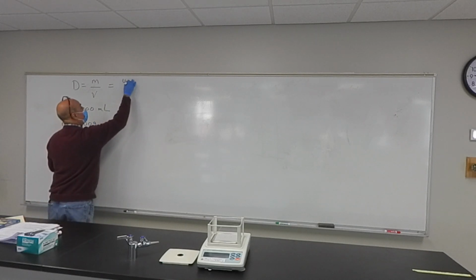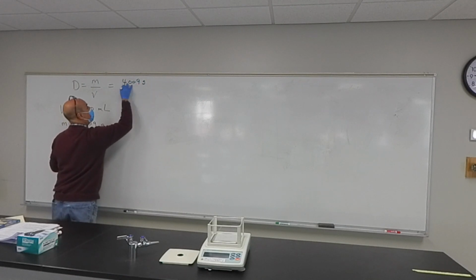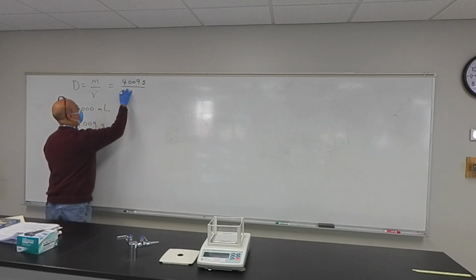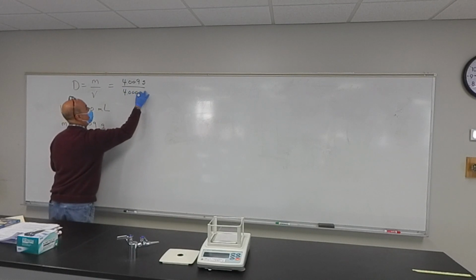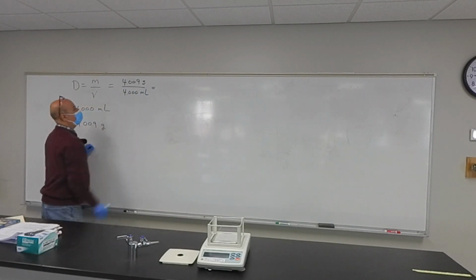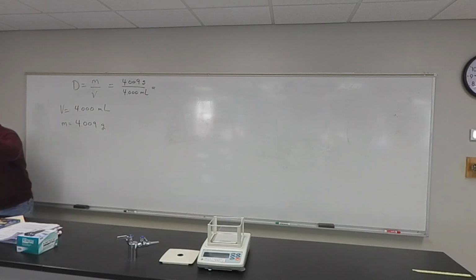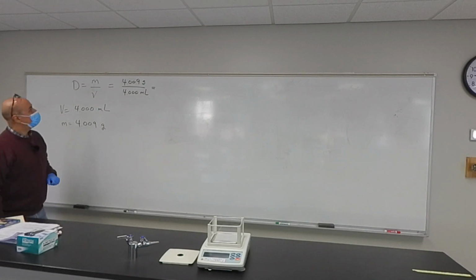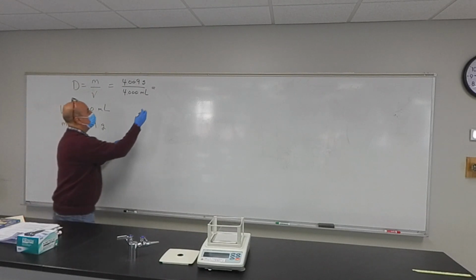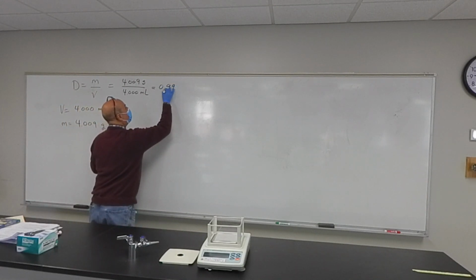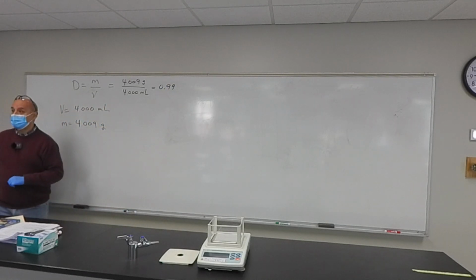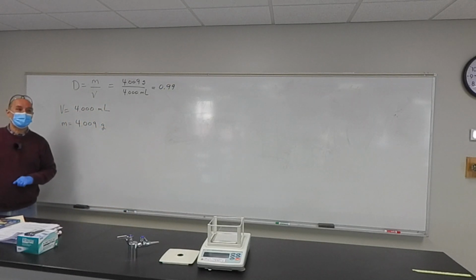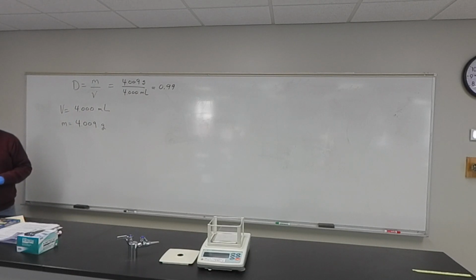Mass goes on top, 4.009 grams. Volume on the bottom, 4.000 milliliters. And what do you get? 4 significant digits. That's the hard part of this one. 0.99. So that has only 2 significant digits. Is that what your calculator is giving you? No more digits? I'm sorry, I was doing one. Oh, that's a different one.